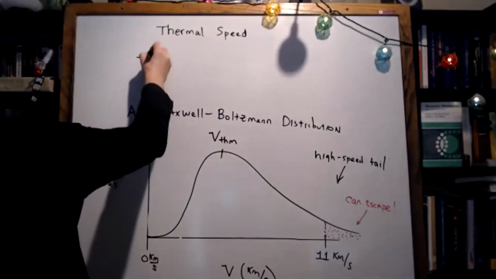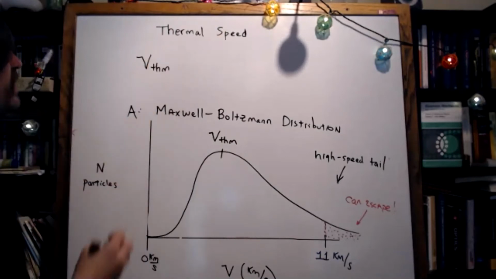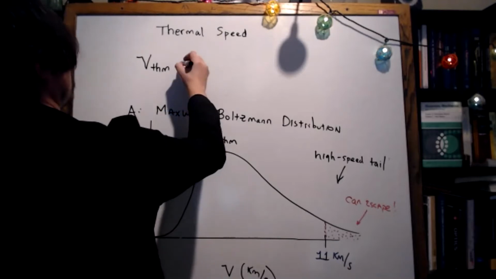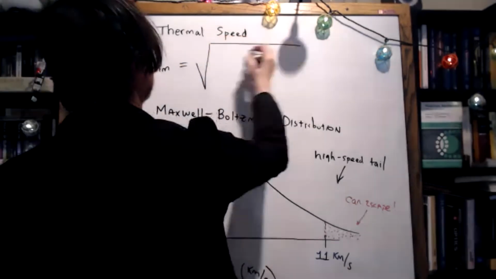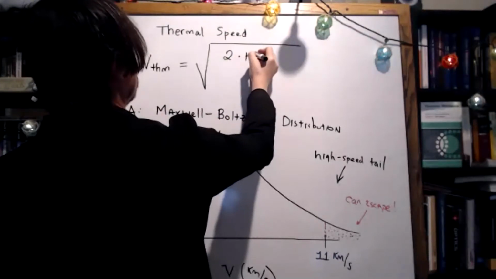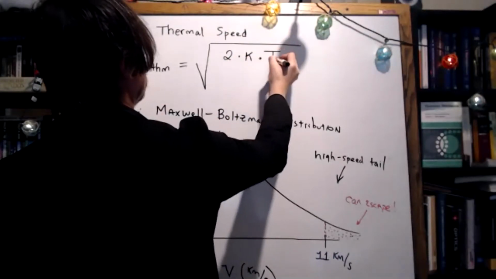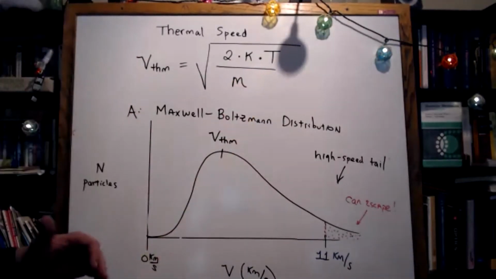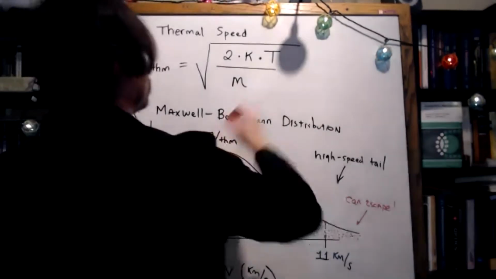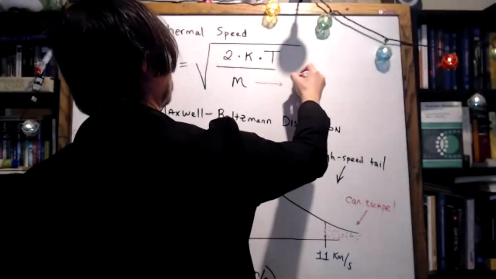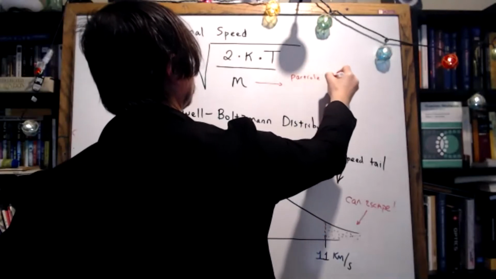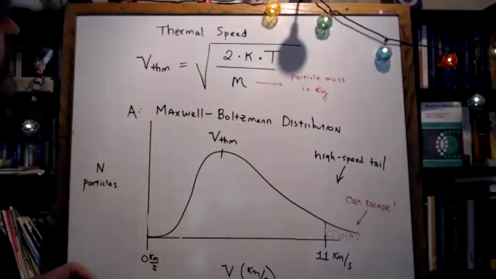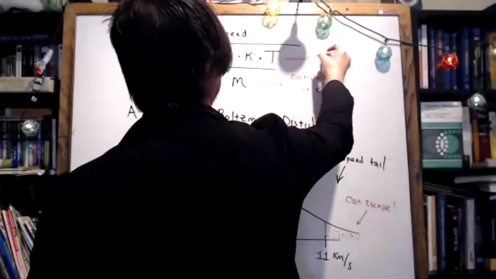The thermal speed tells you that the velocity of your gas particles in meters per second is most likely to be the square root of 2 times k times the temperature divided by little m, which is the mass of your particle. So this is the particle or molecule mass, obviously in kilograms. This is an MKS formula. T is the temperature in Kelvin.